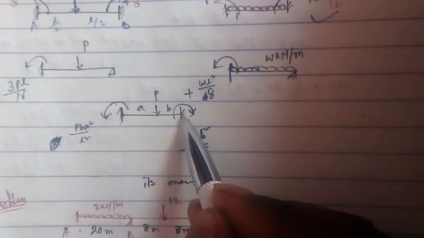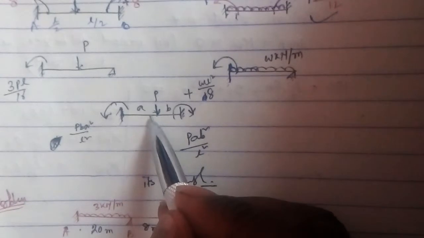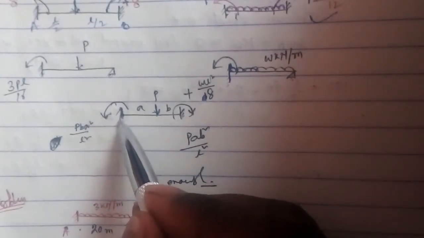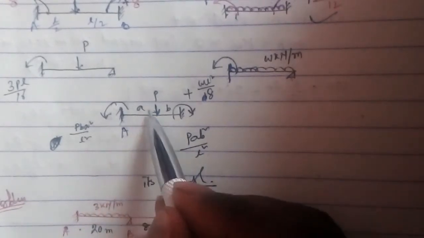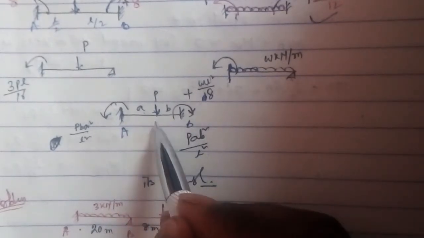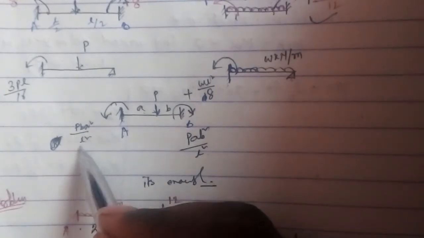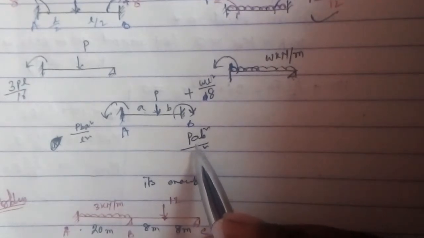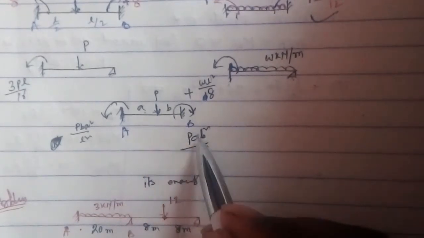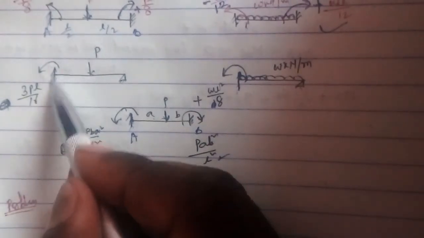This end is fixed, another end is fixed, and a load P is acting at a distance A from A and a distance B from B. So the fixed end moment will be PBA square by L square at one end, and PAB square by L square at the other. Okay, so all these end conditions are enough.